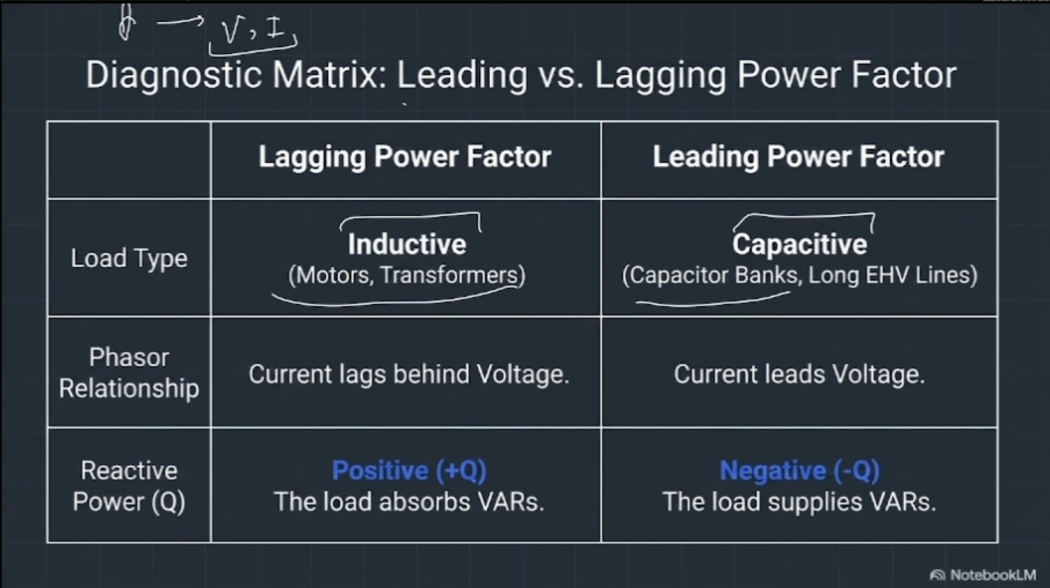So let's talk about the leading. When we're talking about the leading, it means that I, or current, leads the voltage. What does it mean by leading the voltage? It means that you do have two vectors, because as you remember, I and V are not going to be just simply two numbers. They're going to be vectors. They have amplitude and magnitude.